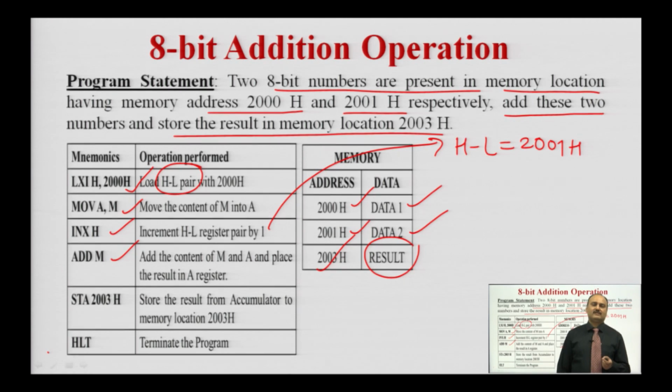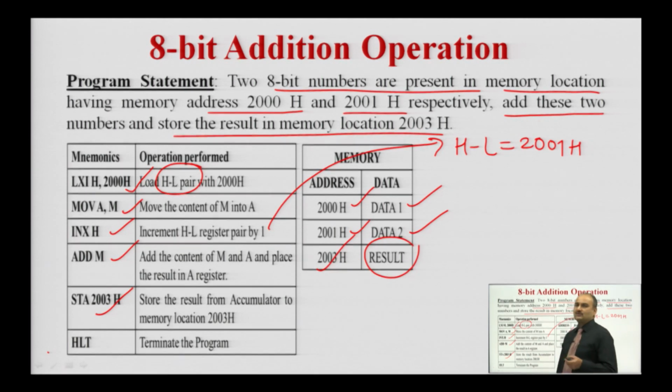So, this instruction adds the content of the accumulator with the content of the memory location and places the result into the accumulator. With the help of the instruction STA 2003 H, the content of the accumulator, which is the result, is stored into the memory location specified with this instruction. Here the address specified is 2003 H. This is the address where we need to store the result.